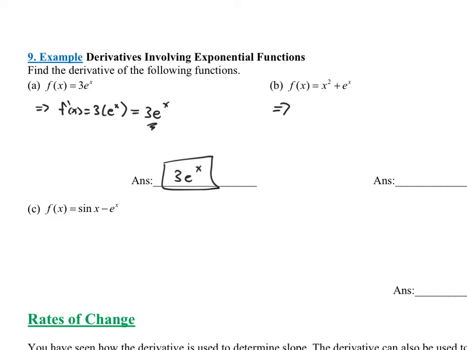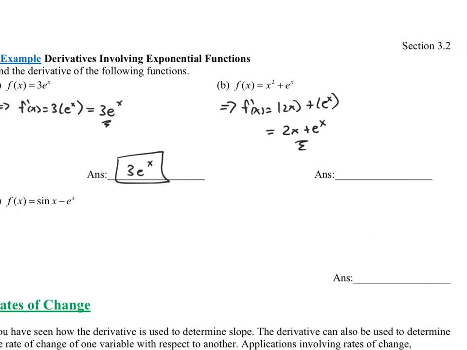So next one, f of x equals x squared plus e to the x. Well, the derivative of that would be equal to the derivative of x squared, which we determined as 2x to the 1 using the power rule, plus the derivative of e to the x, which is just e to the x. So I'm getting 2x plus e to the x as my final answer.